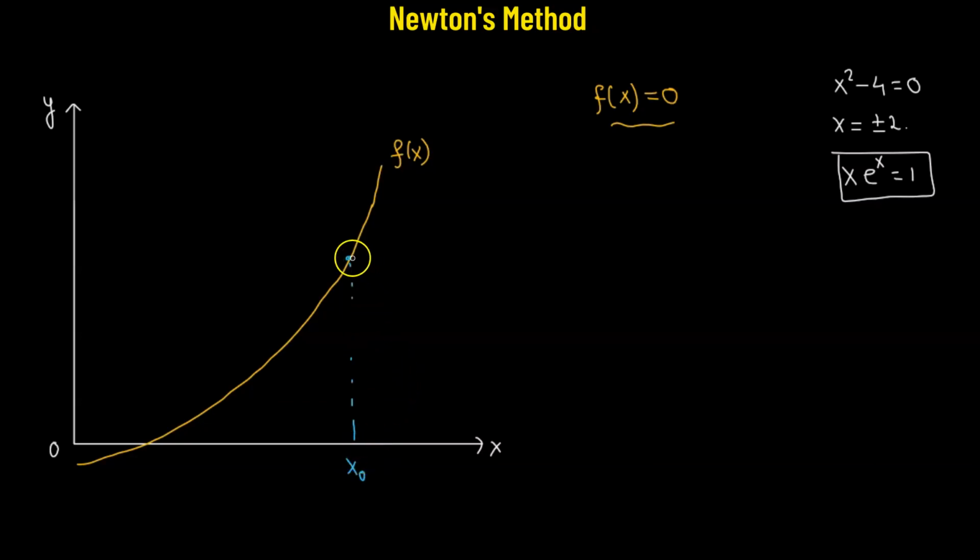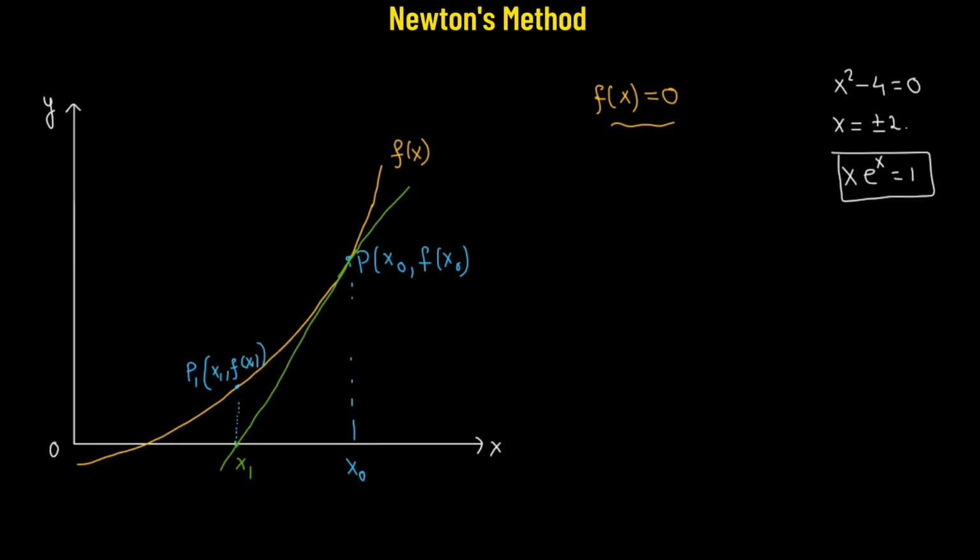For our particular guess, we consider the point P, with coordinates x naught, comma, f of x naught. Next we draw a tangent line to this curve at the point P. We let the tangent line extend such that it intersects the x-axis at a new point, which we call x1. From this point, we draw a vertical line and look for the point where it crosses the curve. Let's call it P1, with coordinates x1 comma f of x1.